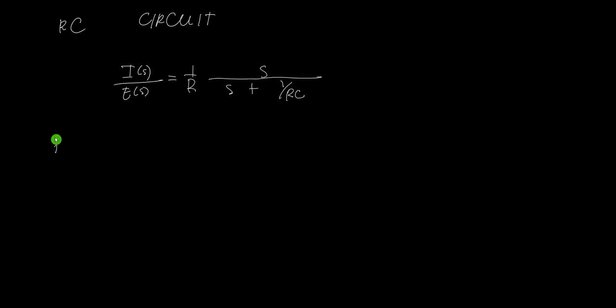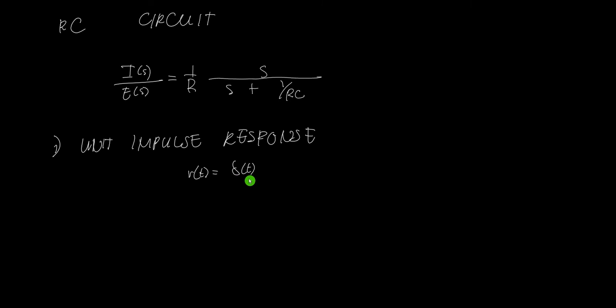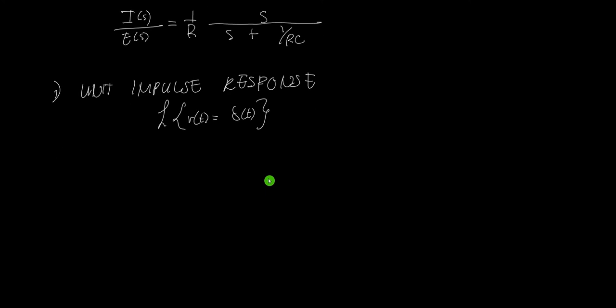First, the first one we call the unit impulse response. So what's a unit impulse response? This is when our input, usually r of t, is equal to this symbol. This is the symbol for a unit impulse. And if we take the Laplace of this in the s domain, R of s is just equal to 1. That's why it's called unit impulse.